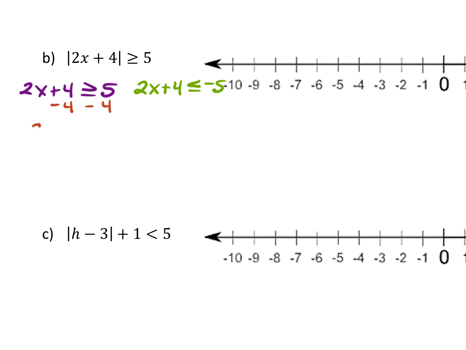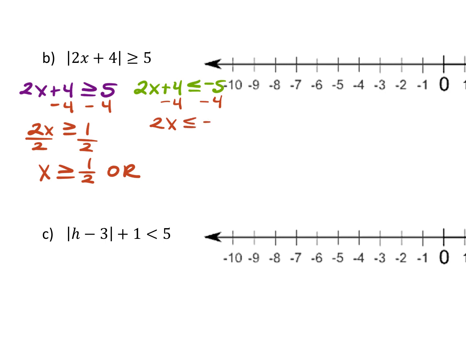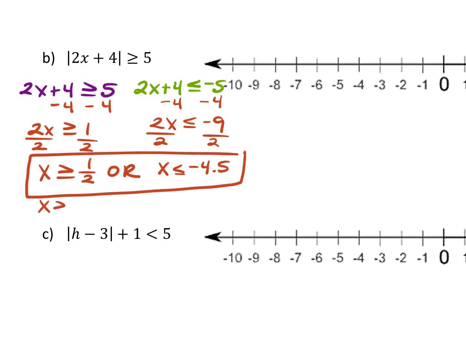Take away the 4. So 2x is greater than or equal to 1. And then divide by 2. So x is greater than or equal to 1/2. Or, greater. Now solve the other one. Take away 4. So 2x is less than or equal to negative 9. Divide by 2. So x is less than or equal to negative 4.5, or you can call it negative 9/2, that's fine too. If you like this, x is greater than or equal to 0.5, that's fine also.